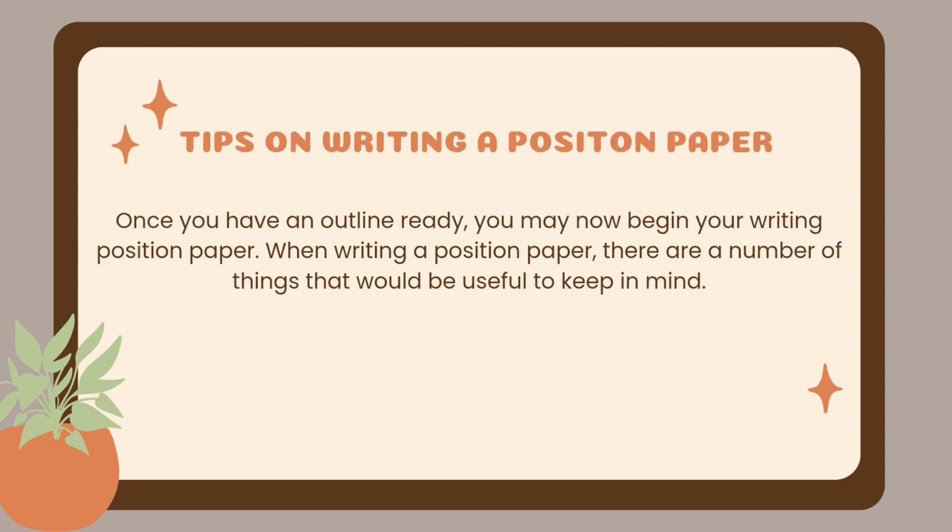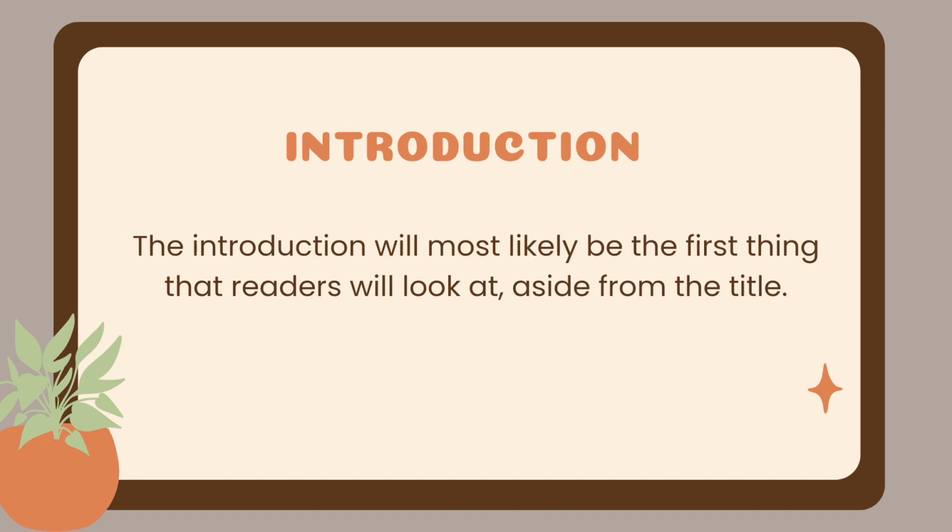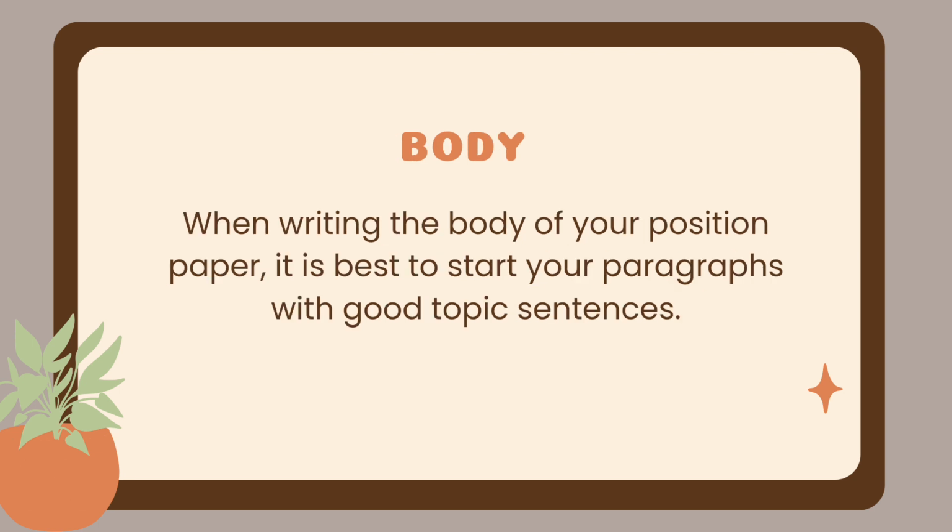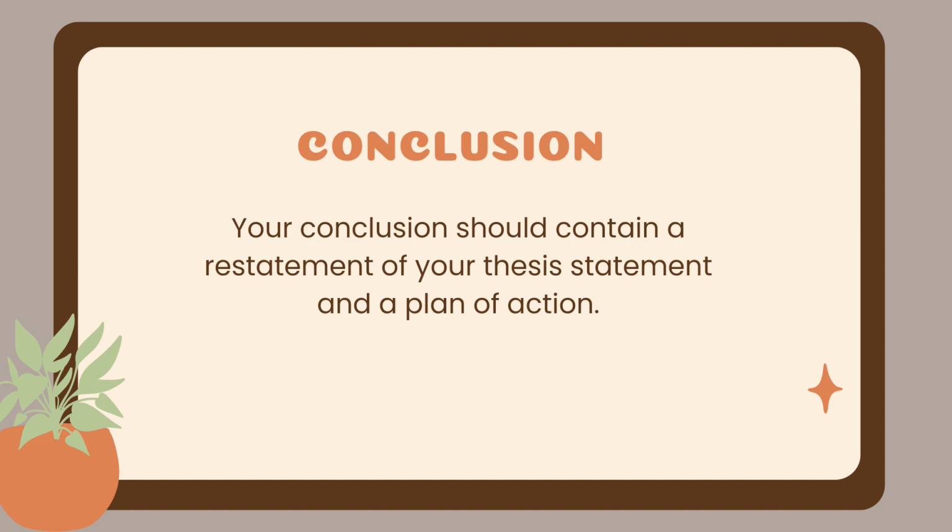Tips on writing a position paper. Once you have an outline ready, you may now begin writing your position paper. When writing a position paper, there are a number of things that would be useful to keep in mind. Introduction. The introduction will most likely be the first thing that readers will look at aside from the title. Body. When writing the body of your position paper, it is best to start your paragraphs with good topic sentences. Conclusion. Your conclusion should contain a restatement of your thesis statement and a plan of action.